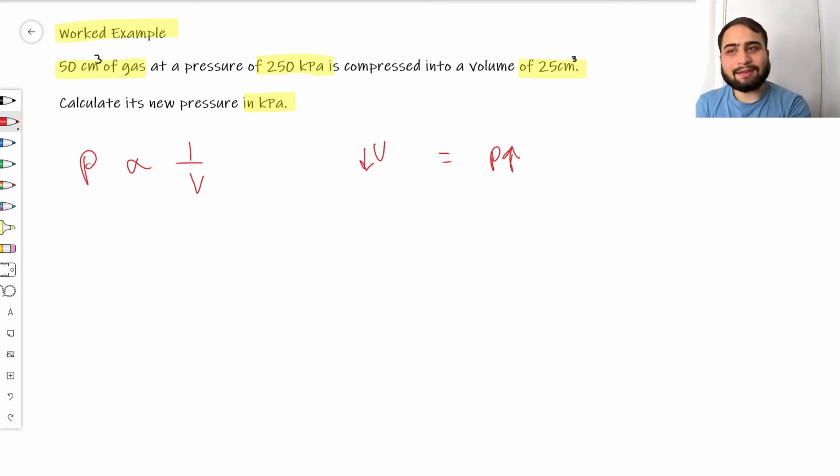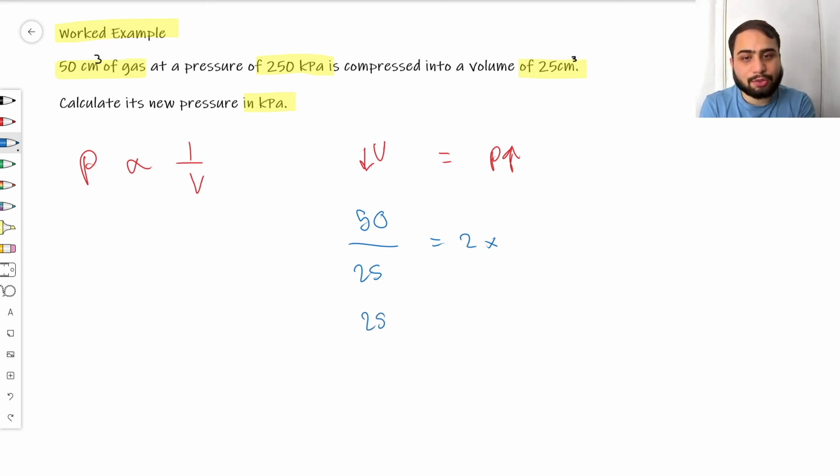So let's have a look at the proportion our volume fell by. We go 50, the initial, over the final 25, and that equals 2 times. So our volume was decreased by 2. So what should our pressure be increased by? Well, that's just 2. So we just do 250 kilopascals multiplied by 2, and that equals 500 kPa.